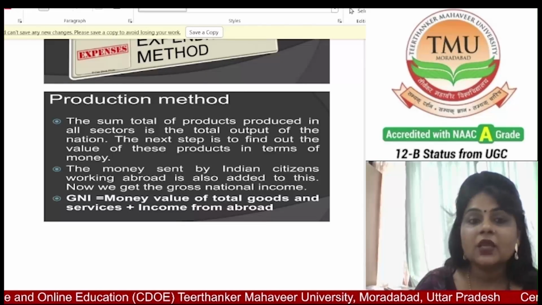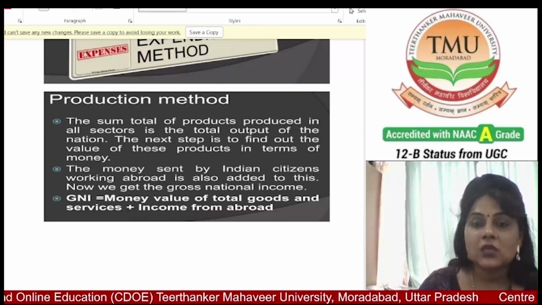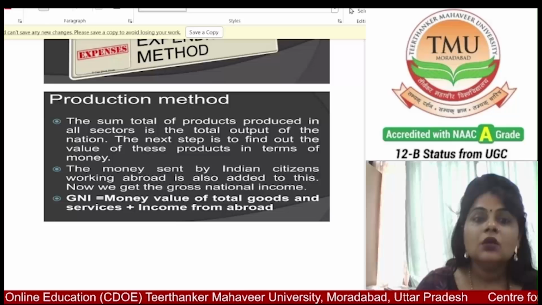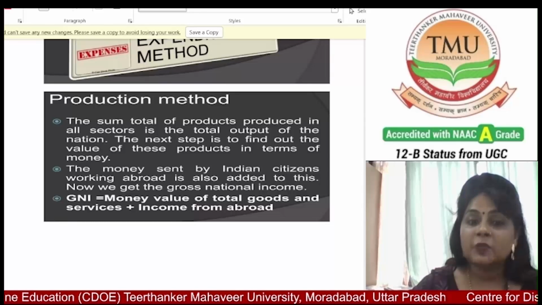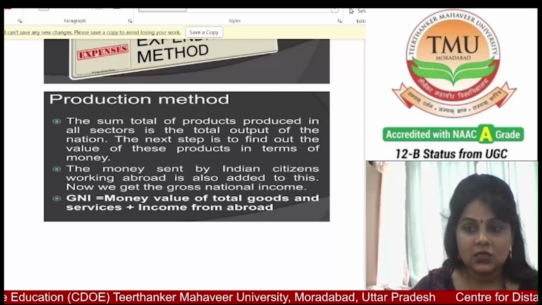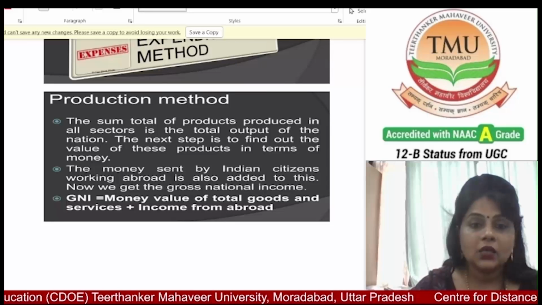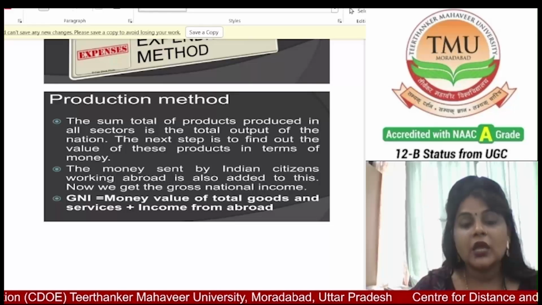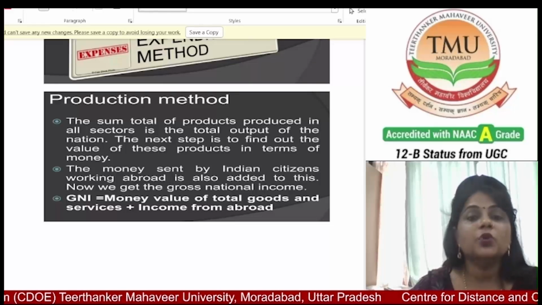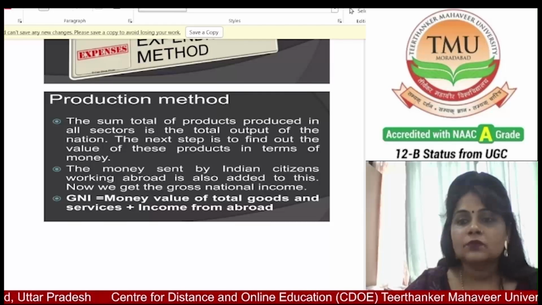The expenditure method formula for national income is C plus I plus G plus X minus M, where consumer spending is denoted by C, investment is denoted by I, government spending is denoted by G, and X stands for exports and imports are represented as M.